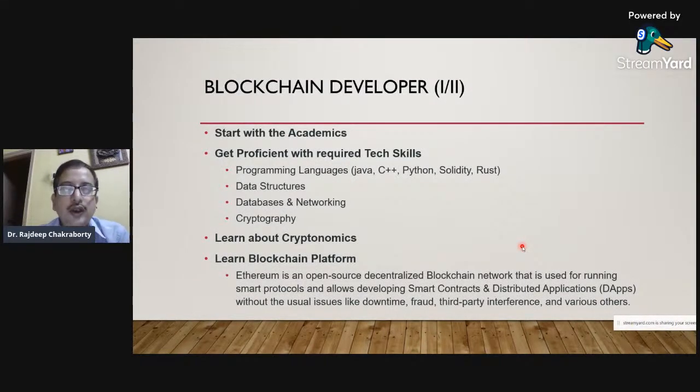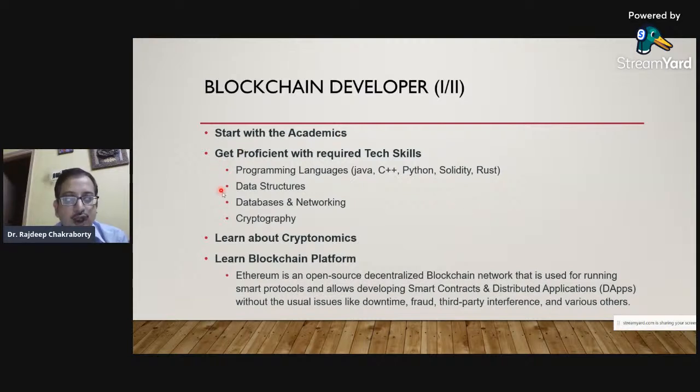Now, how would you become a blockchain developer? So first, you need your degree. Start with the academics. You need your BTech degree. Okay. Then you need some proficiency. You will develop this during the BTech degree, obviously. So Java, C++, Python are all now used in various blockchains, and Solidity specifically in Ethereum, and Rust is another programming language, which I will discuss in Solana.